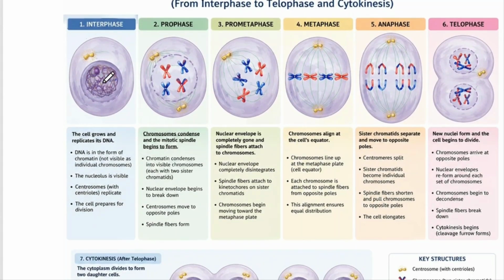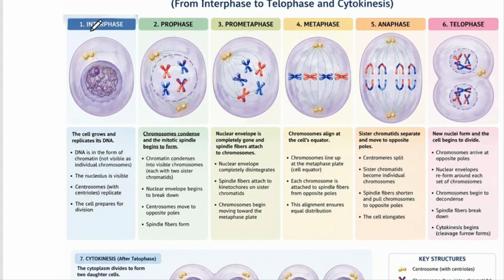Mitosis is a type of cell division that produces two genetically identical daughter cells, and each daughter cell contains 46 chromosomes, the same number as the parent cell. Before mitosis begins, the cell goes through interphase. During this stage, the cell grows and the DNA, in the form of chromatin, duplicates.